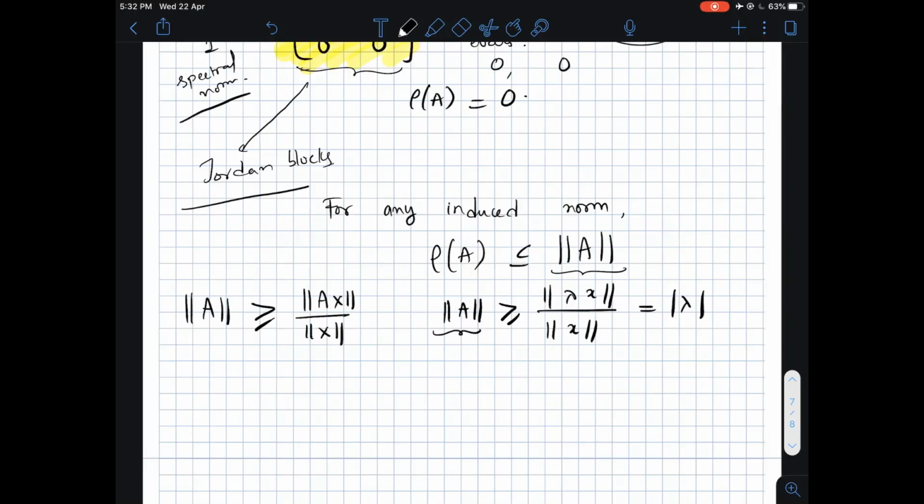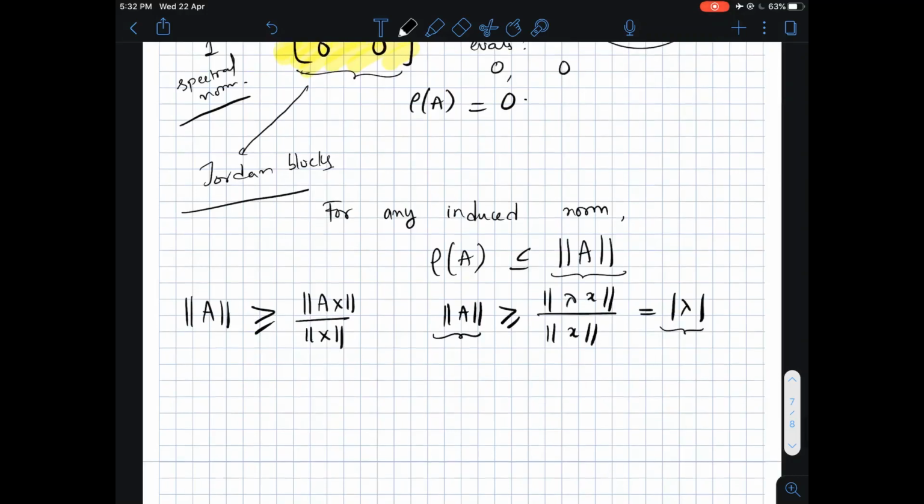So the norm of A, any induced norm, it doesn't matter, it's not just the spectral norm, is greater than or equal to the absolute value of any eigenvalue of the matrix. You could have picked any lambda here. So the norm of a matrix is bigger than or equal to lambda, and hence the norm of a matrix is bigger than or equal to the largest eigenvalue as well. So the norm of a matrix is bigger than or equal to the spectral radius.